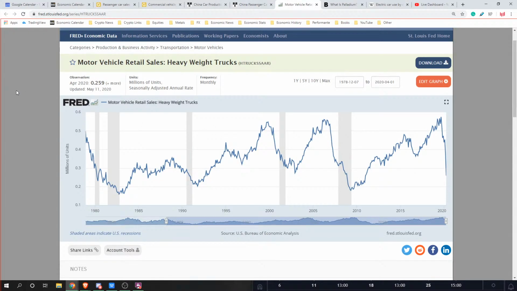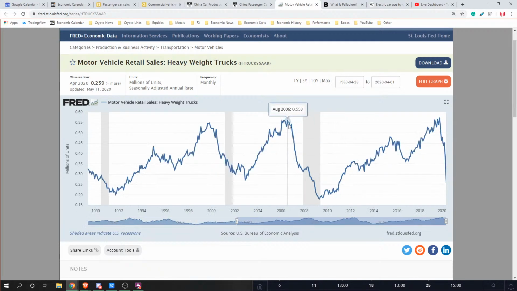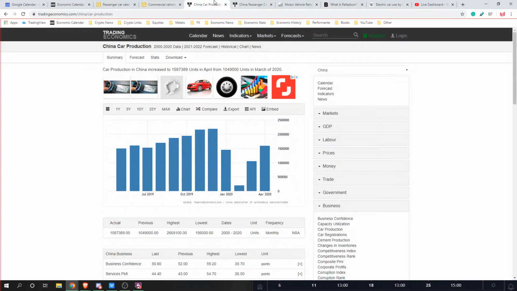Now, it's not all great in sunshine. We do see that the heavyweight trucks in the United States are obviously taking a massive move to the downside. We haven't really seen anything like this since 2007, right here before the financial crisis. So we do see that we're not even at the low of 2009, at the bottom of the financial crisis. So in terms of the United States commercial vehicle sales, it definitely looks like it is weakening, which is contradicting the Chinese numbers that we're getting right here.